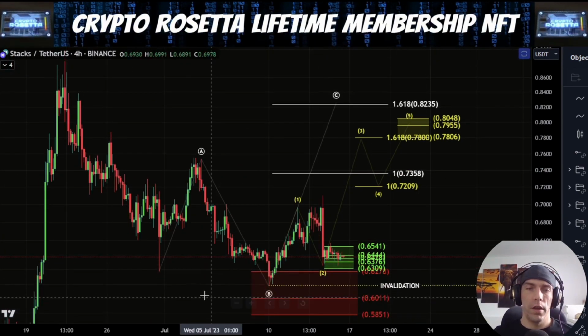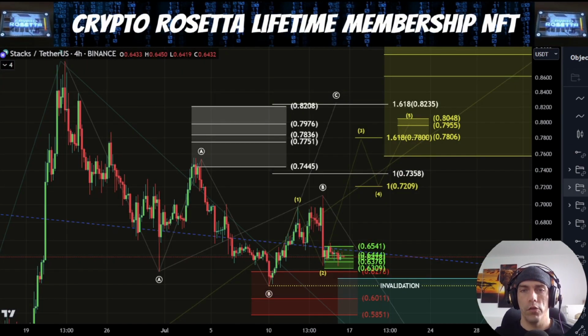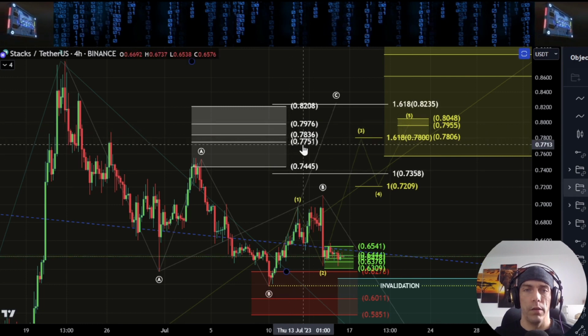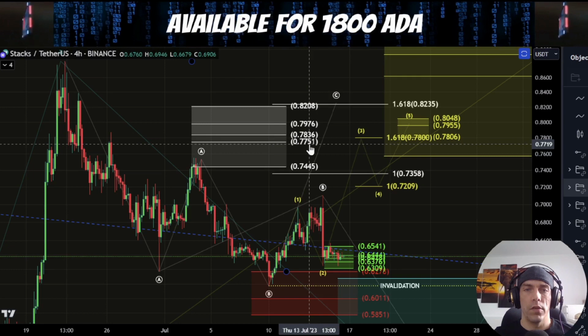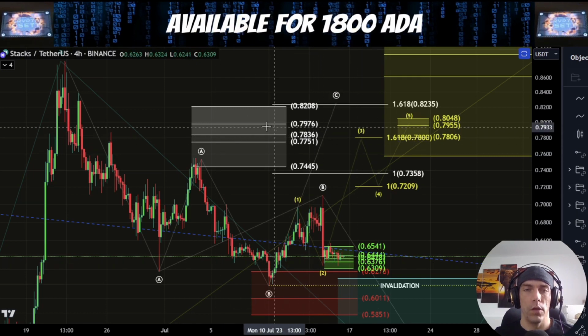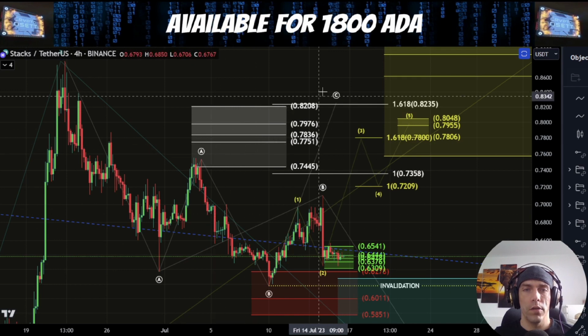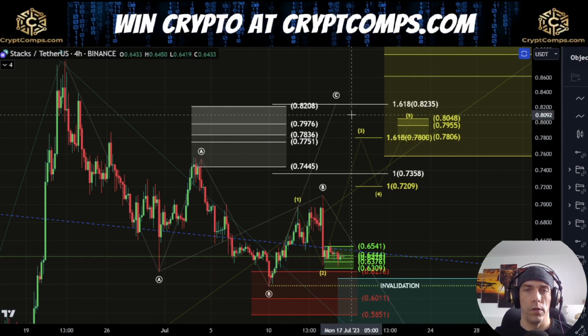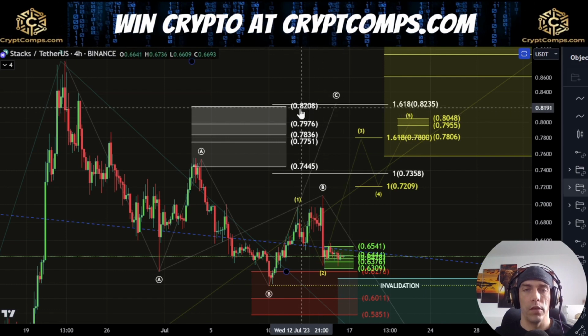Now this would still align with that idea of this being a corrective structure, and could possibly mean that what we see is price push up into this higher level here of either this 77.51 to this 78.36 if we see this develop into the golden pocket. Alternatively, if we see this move push up higher here, the 1.618 of this, if this is a flat correction, would push us into this 82 cent level.